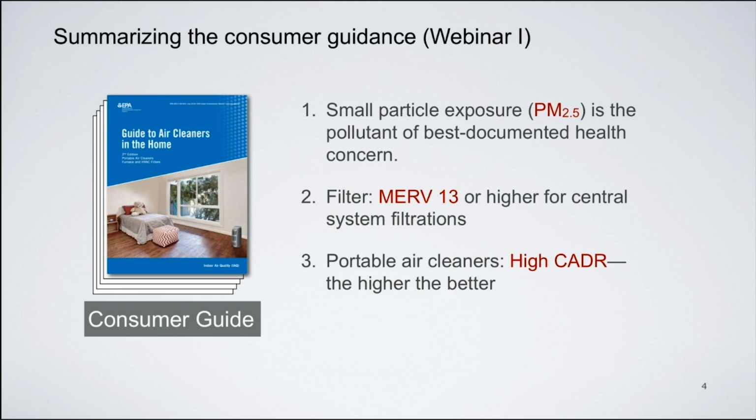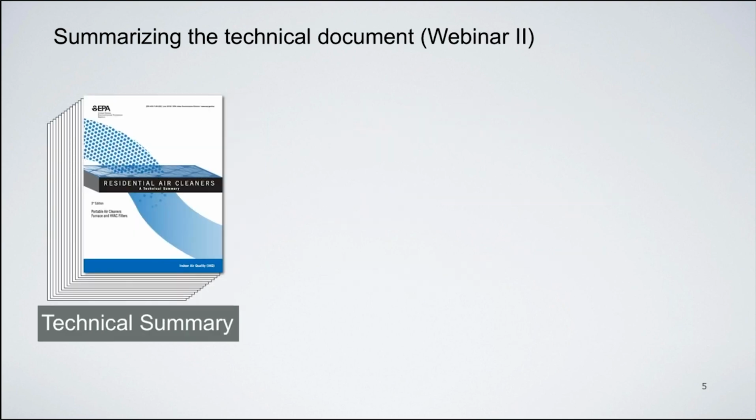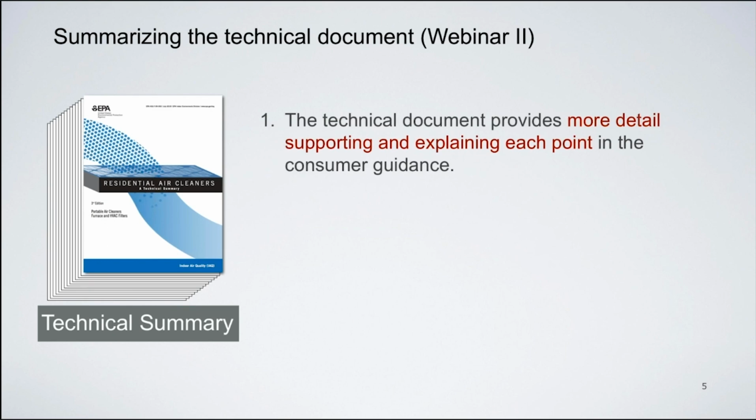So that's a quick summary of last month's 1-hour webinar, and now we'll start with a brief summary of what we're going to talk about today. This is the technical summary, the 72-page document, as opposed to the consumer document, which is only 12. We're going to be talking about the fact that we just have one whale of a lot more detail available to us in the EPA technical summary than we do in the consumer guide. It explains in more detail and probably does a better job of explaining why the recommendations are what they are, rather than just what the recommendations are.